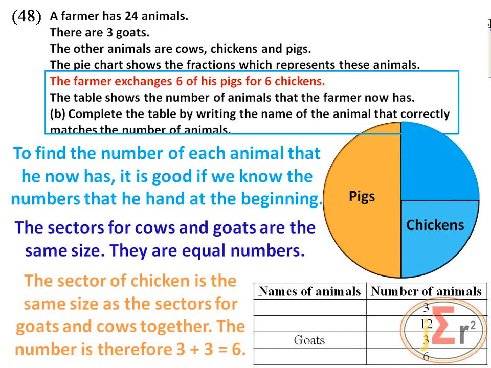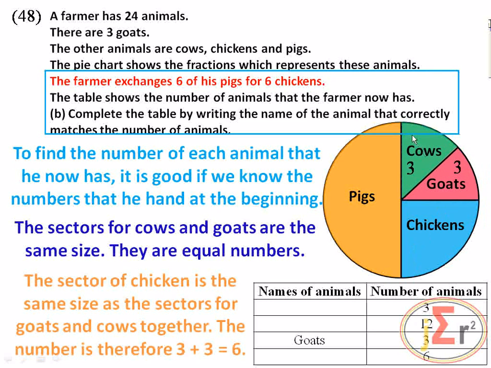The sector for chicken is the same size as the sectors for goats and cows together. Notice that we have a quarter of the entire pie right here. And what size do we have here, Jerry? A quarter. Right, Jerry is saying a quarter for the chickens. That's correct. So if this represents a quarter of the pie, how many animals in all do we have? 6. Therefore, how many animals do we have in all here? 6. Right, so we have 6 here in total, and we will have 6 here.